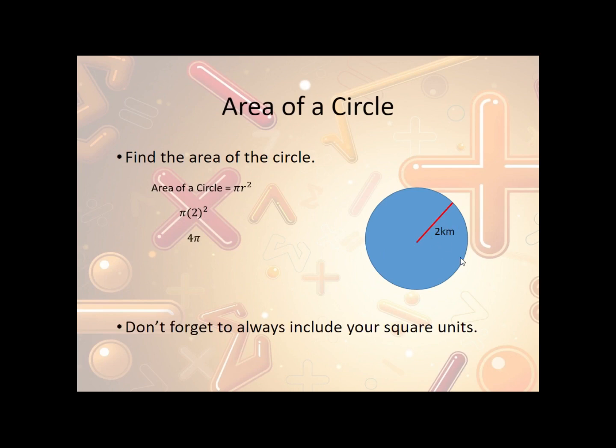They did it in kilometers. And we are finding the area, so it becomes kilometers squared. So this is 4 pi kilometers squared.